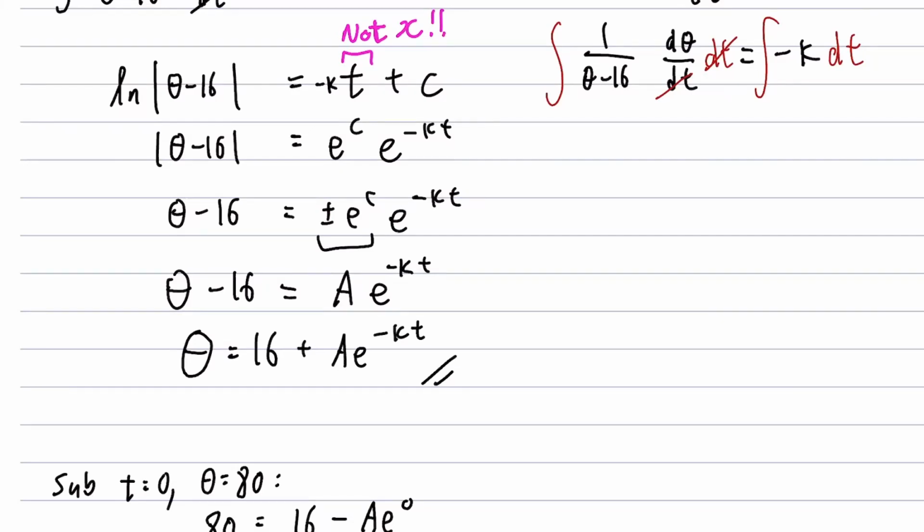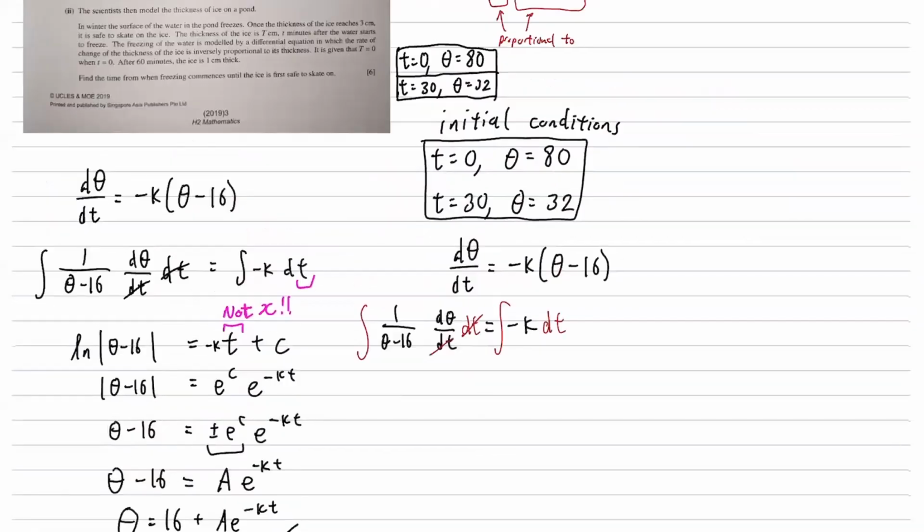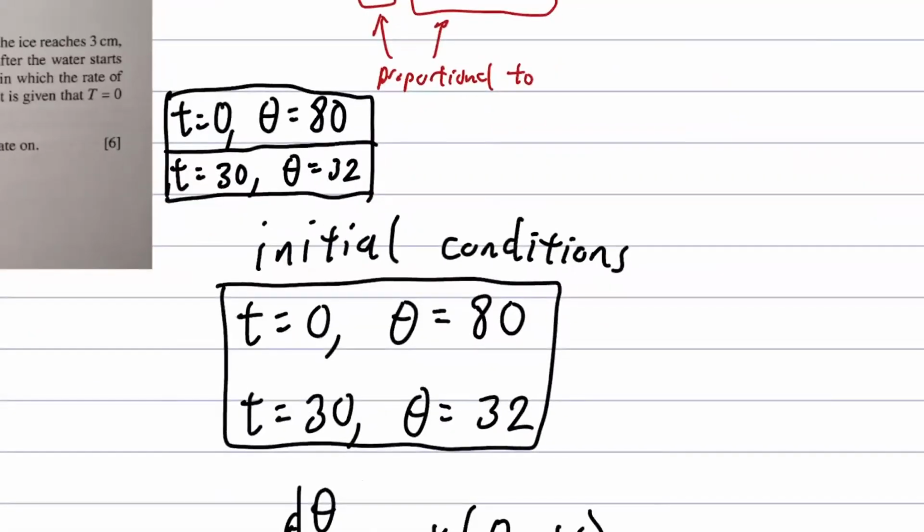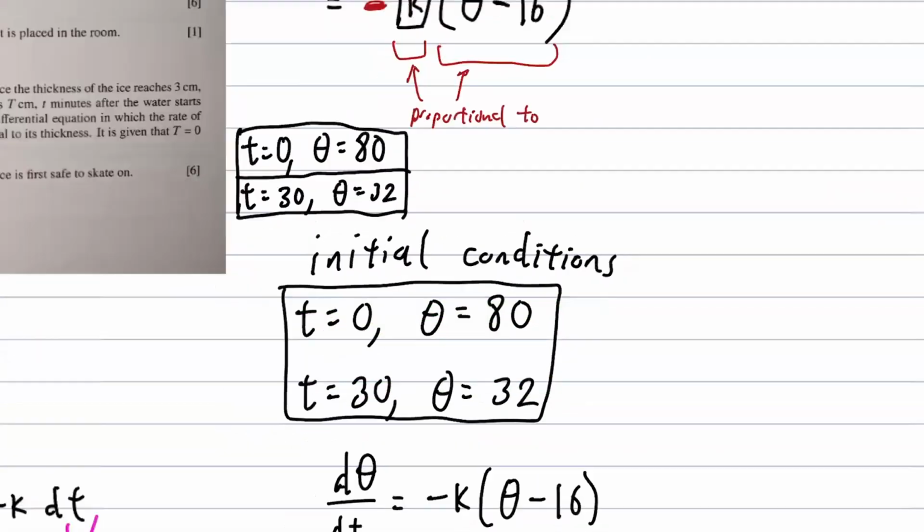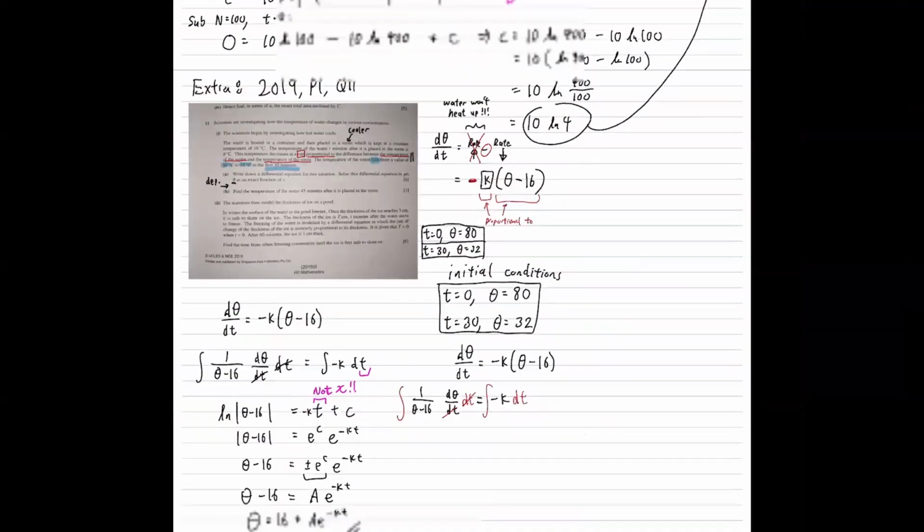But we are not done yet. Now we need to solve for a and solve for k. Why do you think there are two? When you see two unknown constants, how many initial conditions do you need? Two, which were over here, 1, 2. Correct. Okay, good. So we'll just do that.